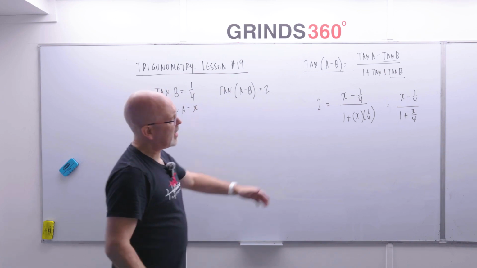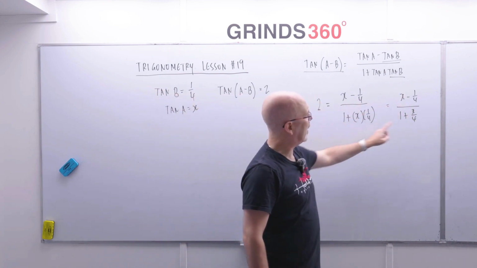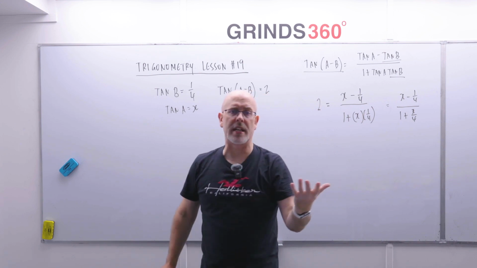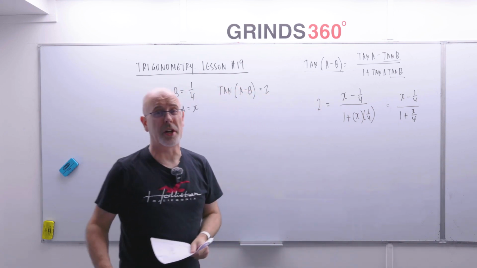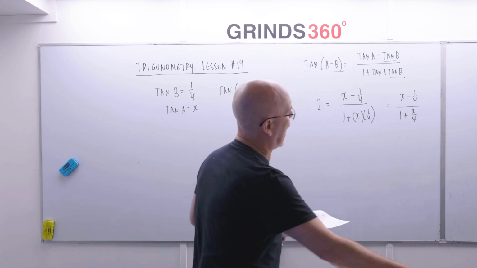So what I've got to do is get rid of the fractions inside the fractions, and I'm going to have to multiply both sides by the denominator to get rid of the fraction on the right-hand side. I can do those in either order. It doesn't really matter. I'm going to get rid of the fractions within the fractions first.